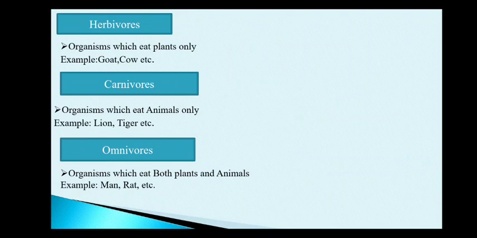Second one is carnivores. What do you mean by carnivores? These are the organisms which eat animals only. They are also said to be meat eaters or flesh eaters. Examples are lion, tiger, etc. Omnivores are the organisms which eat both plants and animals. Examples are man, rat, etc.